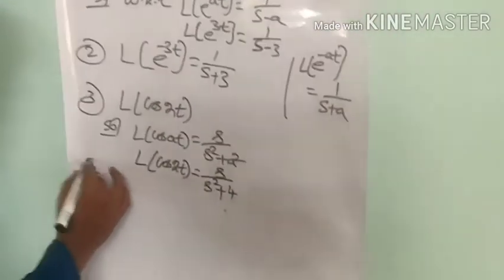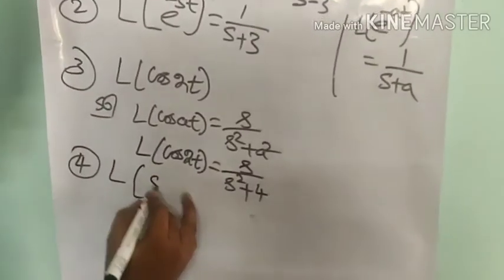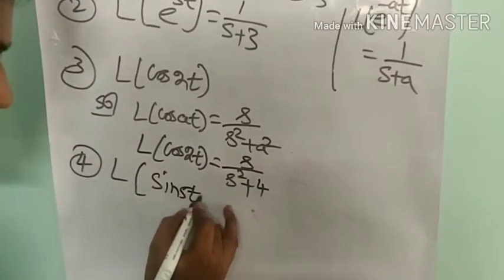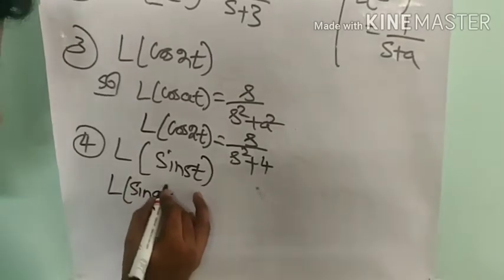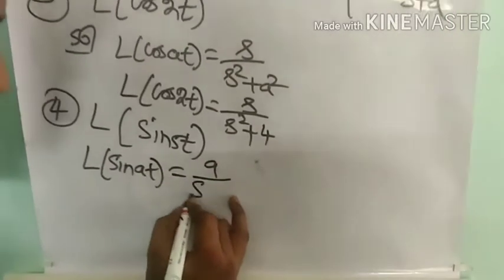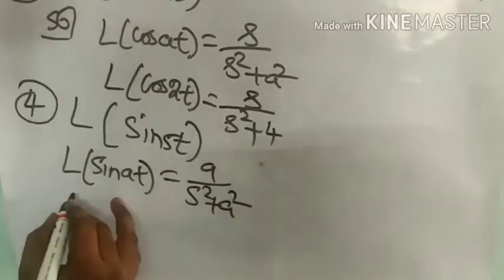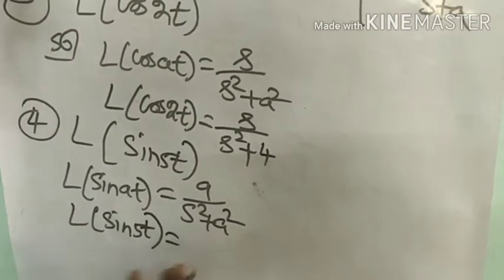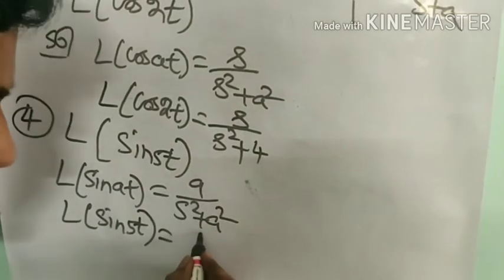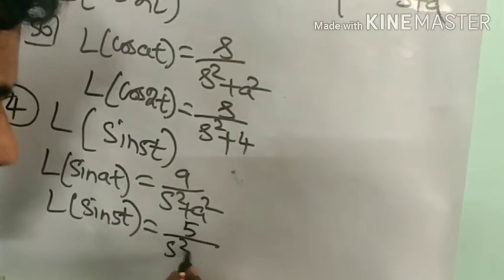Now we go to the fourth problem. Laplace of sin πt. You know the Laplace of sin at formula is a by s square plus a square. Here, what is the a value? The question is sin πt, so substitute a equal to π. Our answer is π by s square plus π square. So π square is nothing but 25.